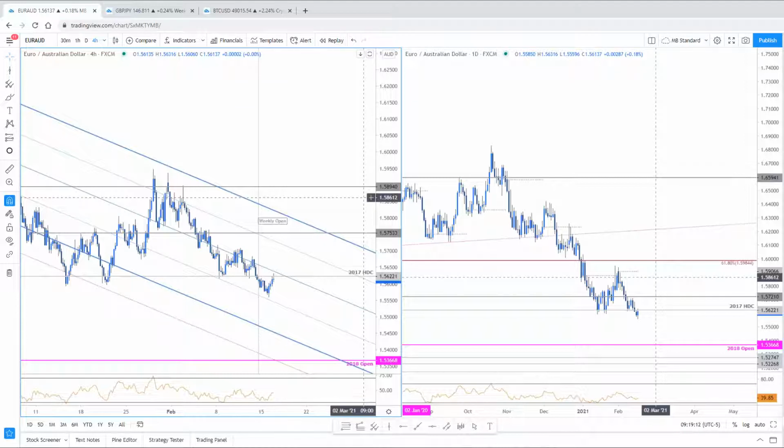Don't forget, tomorrow you do get those retail sales out of the United States. 1.1, 1.2 is what we're looking at. Let's see how far we are off the deviation there and if that moves things.